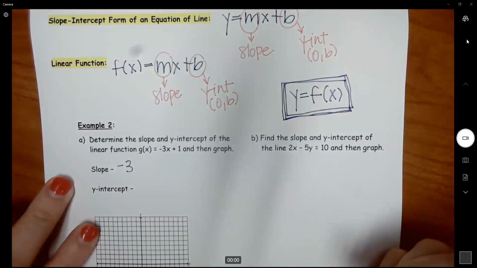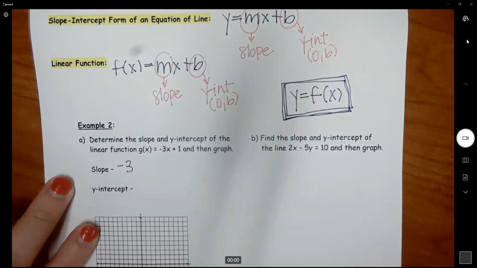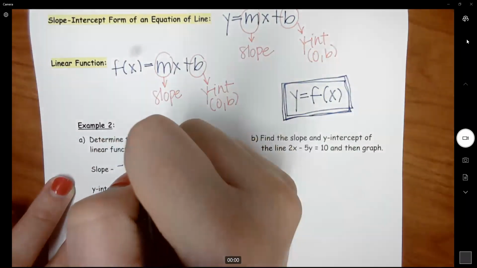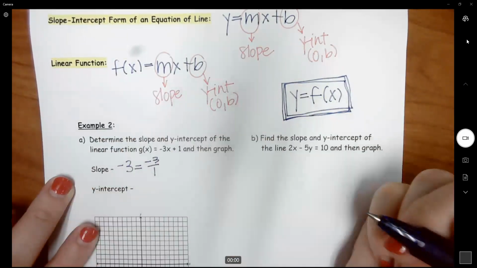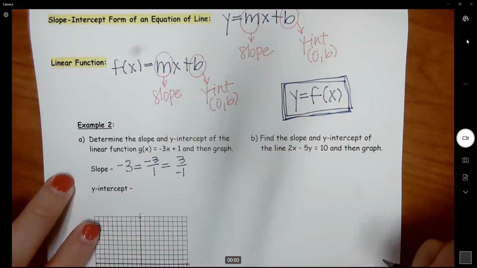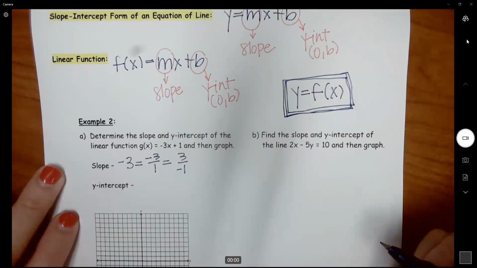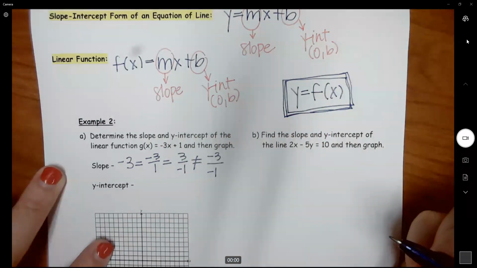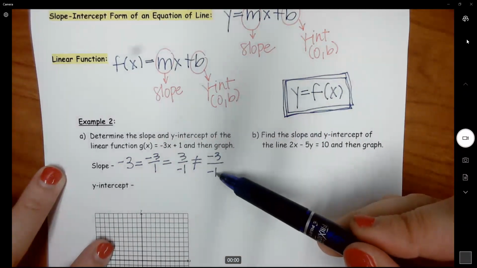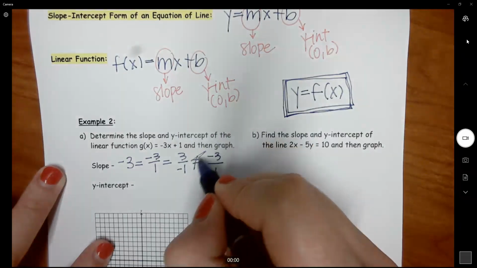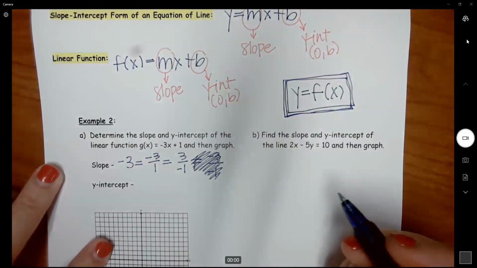Now, I know from the previous lesson that when I am graphing, I need rise over run. So I need to write negative 3 as a fraction. We can either write negative 3 over a positive 1 or 3 over a negative 1, and I'll show you how we can use both of those. What it does not equal is negative 3 over negative 1, because negative over negative is positive. So you have to pick that negative to either go in the numerator or the denominator. It cannot go in both because that's positive.